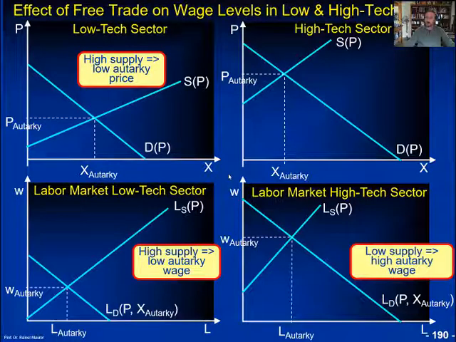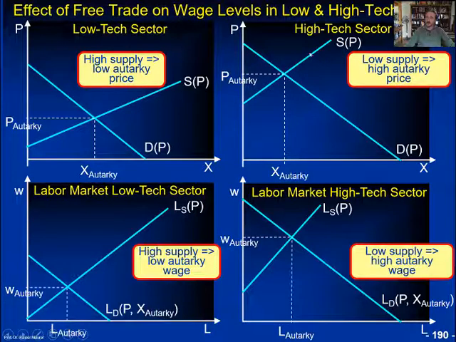To the contrary, in the high-tech sector, we have a relatively small supply on the labor market, such that the autarky wage level is relatively high, and these high wages cause high production costs, such that the supply of goods in the high-tech sector is relatively small, and the autarky prices are relatively high.